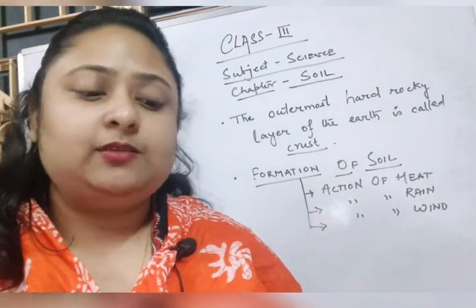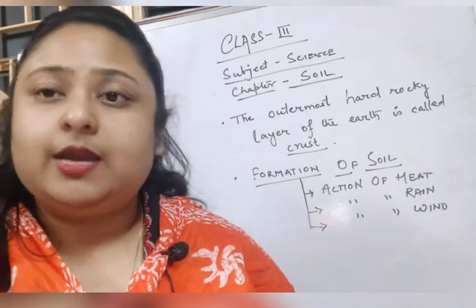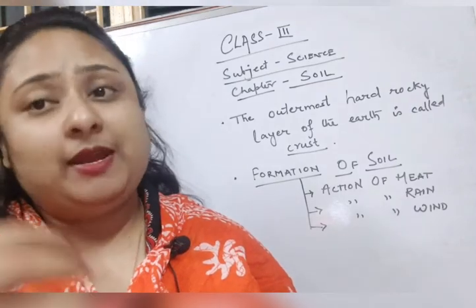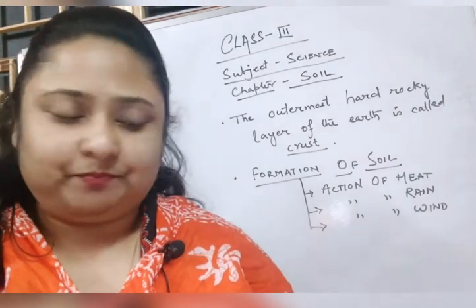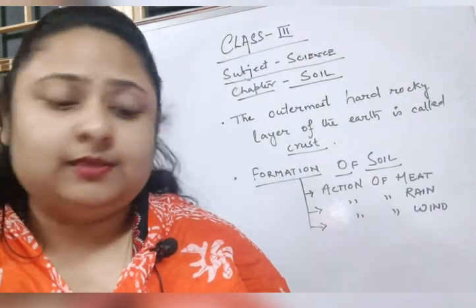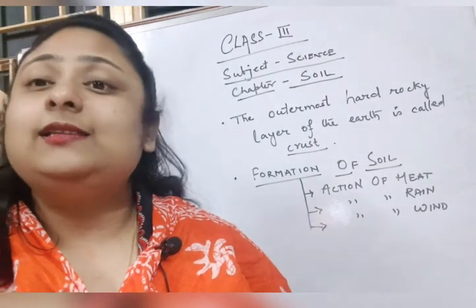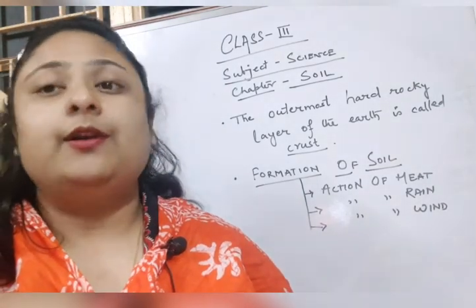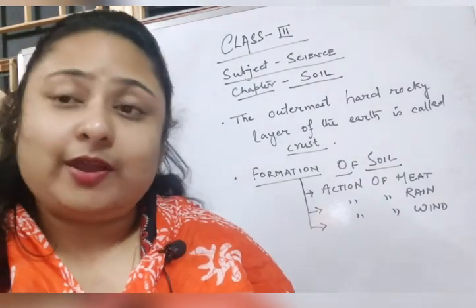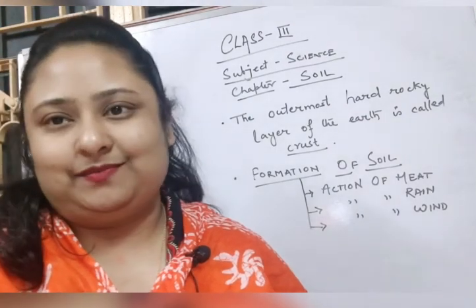The smaller pieces of the rocks rub against each other during this movement, and these smaller pieces get broken down into many more smaller pieces. These particles get mixed with the dead plants, animals, minerals, air and water from the soil. And all these things together make the soil. The formation of soil takes millions of years, but it is a continuous process.